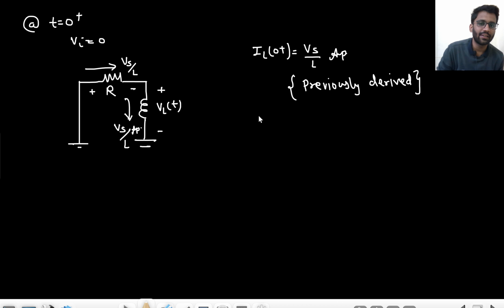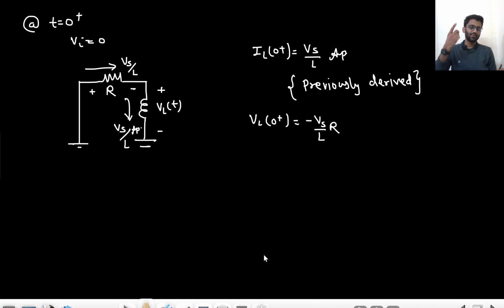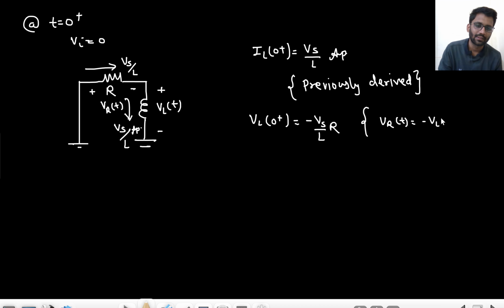So what will be the value of VL at t equals to 0 plus? That would be minus Vs by L into R, because VL(t) is negative of VR(t). Let's just call this potential VR(t). So VR(t) is the negative of VL, because 0 minus VR(t) is equal to VL(t). This Vs by L current is flowing through the resistor. So VL(t) is 0 minus Vs by L into R. So it will be minus Vs by L into R.